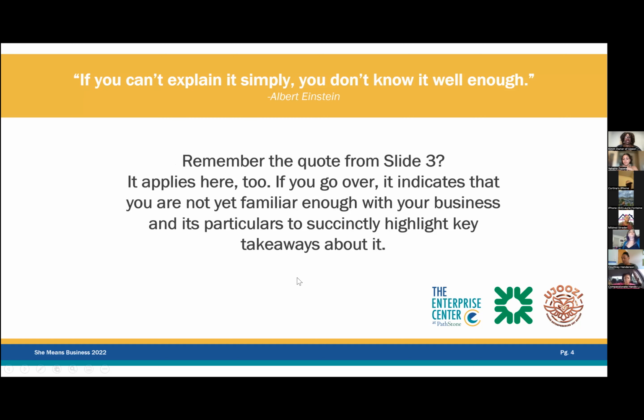That's just tragic. So we said this again, can't explain it simply, you don't know it well enough. You go over, that means you really didn't have it down like you should. Practice, practice, practice. You want to make it succinct, tight, and clean, because that also conveys confidence that you know what you're talking about. We expect you to be the expert of your own business. So if you can't shimmy it down to what it needs to be, certainly we can't, because it's your business and you know it better than anybody.